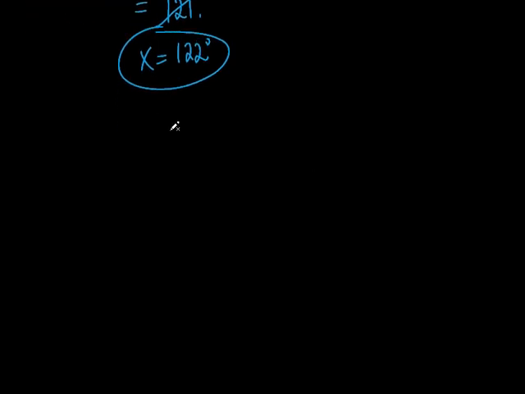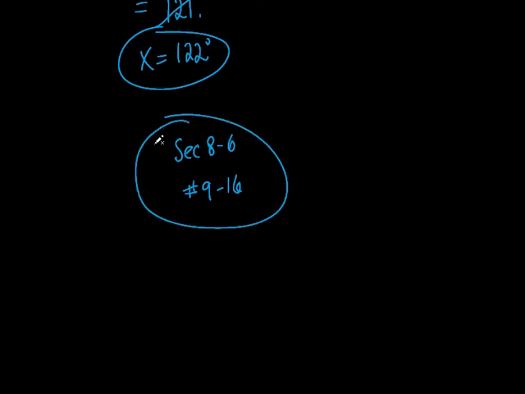So now what are we doing? We're finishing up that worksheet, right? So the worksheet was section, what was it, 8-6? And we're now doing 9 through 16. So I want you to do 9 through 16. It's all law of cosines. Okay, they're all law of cosines. Some of them you'll have to solve for a side. That's the easiest one. You just plug stuff in the formula, boom, you get an answer.